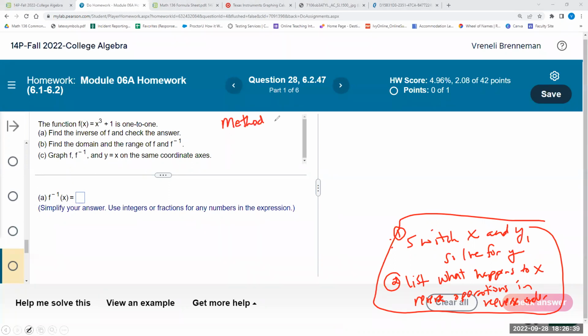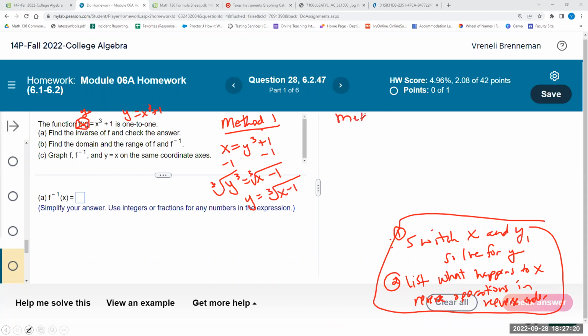So method one. Method one is the way you're going to have to use if x shows up more than one time, then you couldn't use method two. But method one is we switch x and y. So you have to know, first of all, that f of x is y. So this is y equals x cubed plus 1. To find the inverse, I switch it. And so it's x equals y cubed plus 1. That's already the inverse, but it's not in function form. So I want to solve for y. So subtract 1 from both sides. y cubed equals x minus 1. Then cube root to undo the cube. And we get y equals cube root of x minus 1.